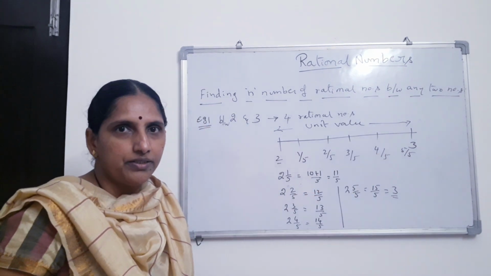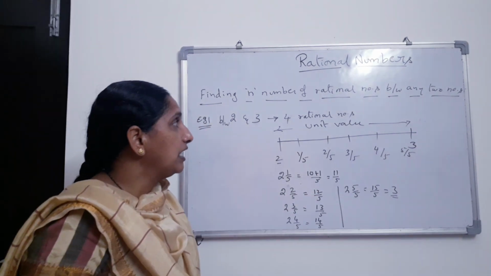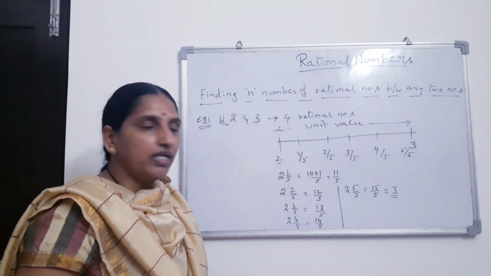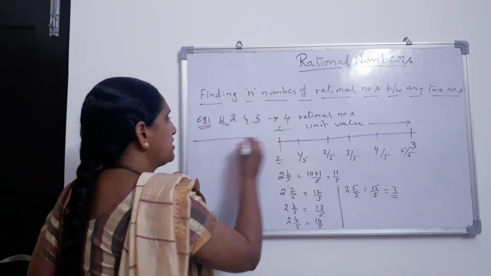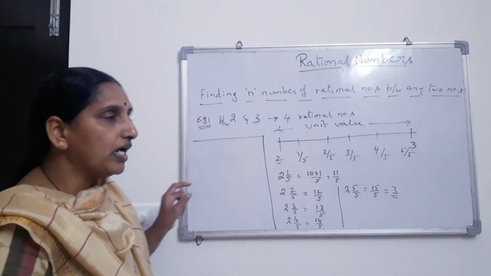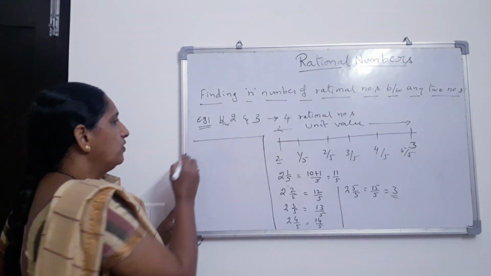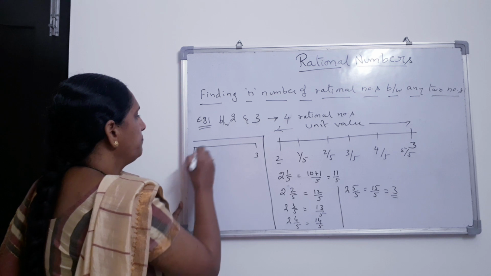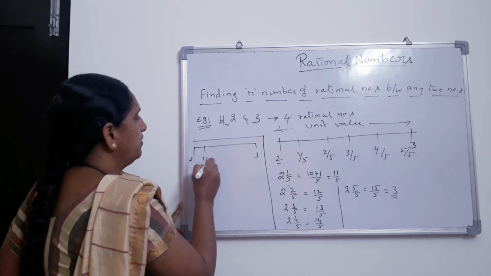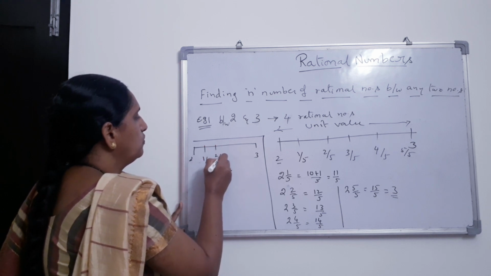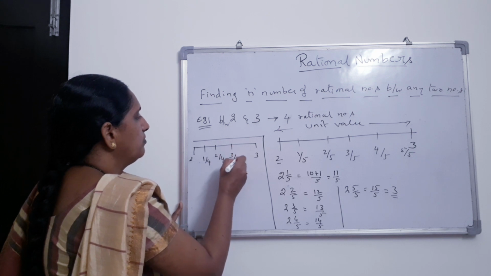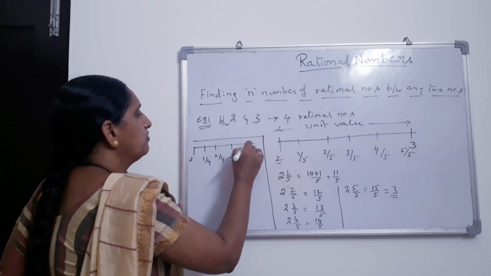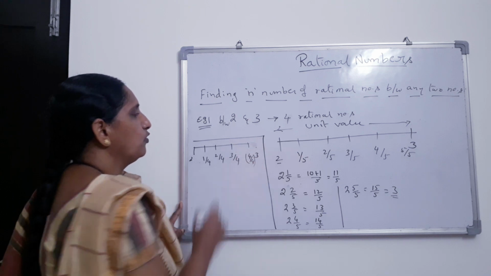Suppose I wanted to have 3 rational numbers between 2 and 3. So I have to take the denominator value to be 4. Let us see, 2 and this is 3. So I'll take it as 1 by 4, 2 by 4, 3 by 4 and then comes 4 by 4 here. So equal divisions come here.